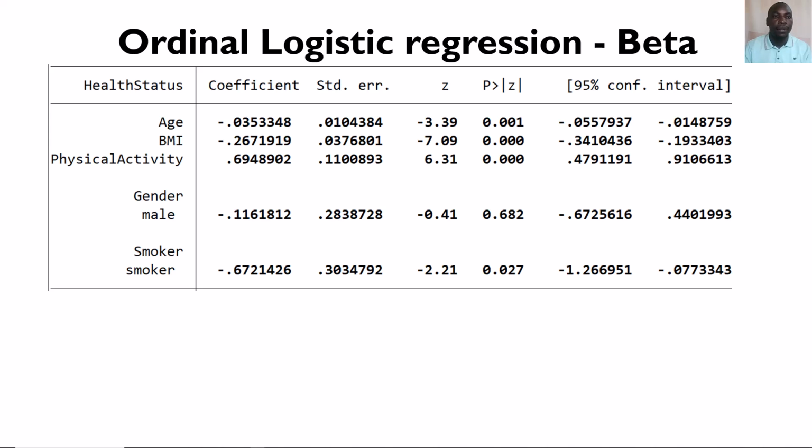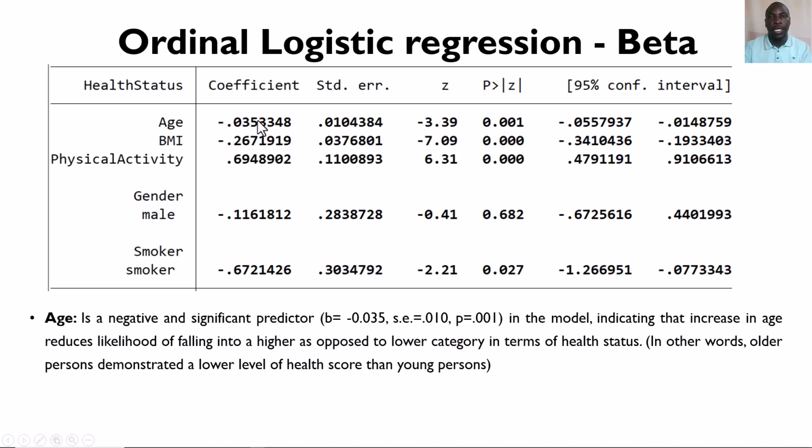So let us look at how to interpret this negative value for age. Age is negative and the p-value is 0.001. So it is a negative and statistically significant predictor in the model, indicating that an increase in age reduces the likelihood of falling into a higher as opposed to lower category in terms of health status. In other words, older persons demonstrated a lower level of health score than younger persons. That is the numeric variable.